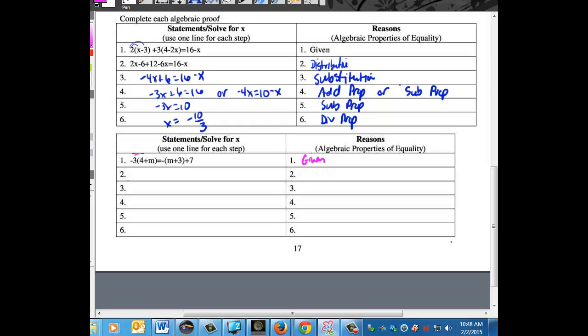Next, let's multiply negative 3 all the way through using the distributive property. And that would be negative 12 minus 3m equals negative m minus 3 plus 7. Distributive property.